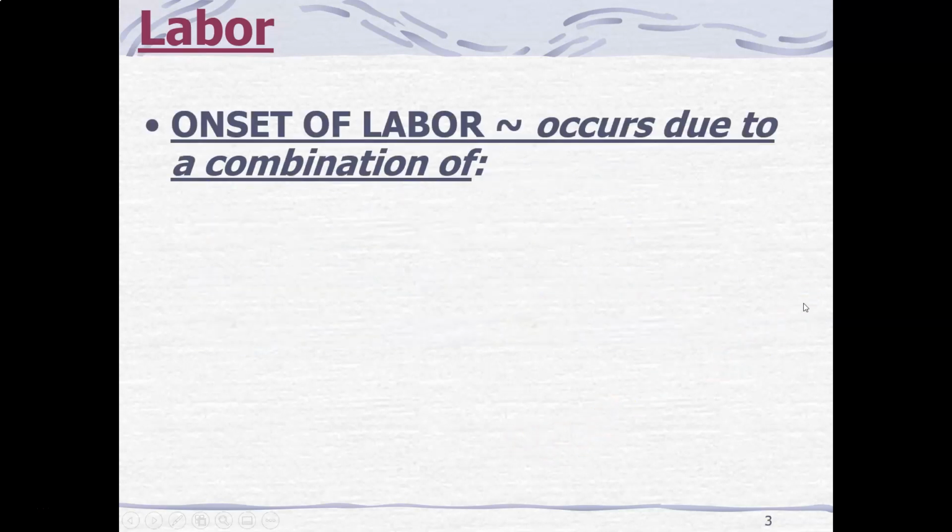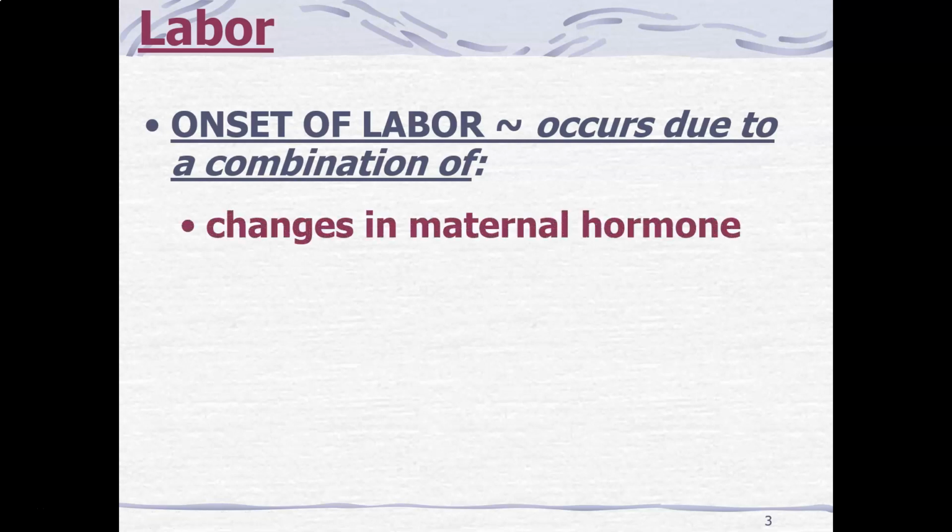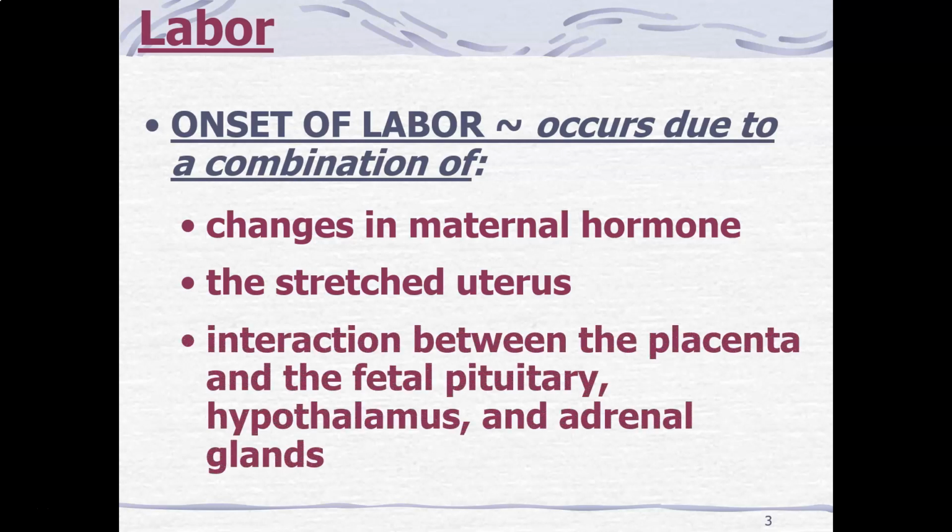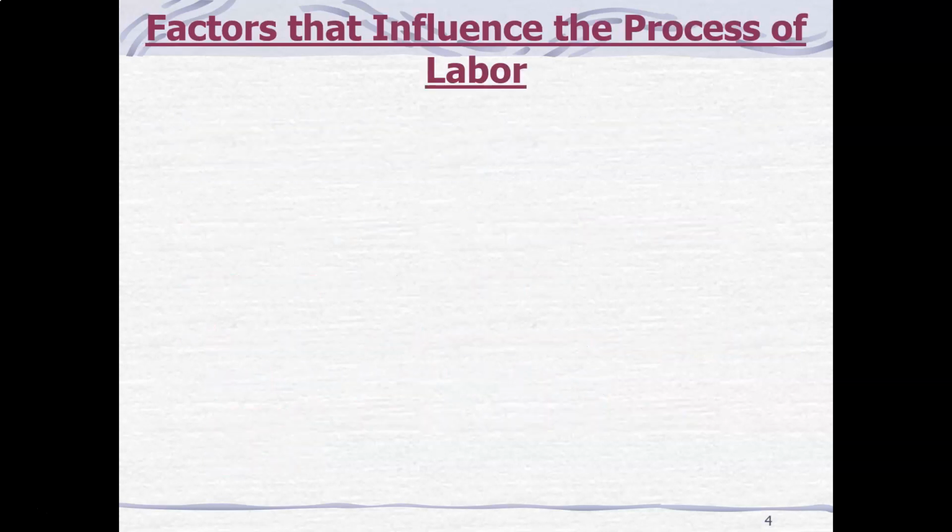The onset of labor occurs due to a combination of things. It's changes in the maternal hormones, the stretched uterus, and the interaction between the placenta and the fetal pituitary, hypothalamus, and adrenal glands that cause the onset of labor.